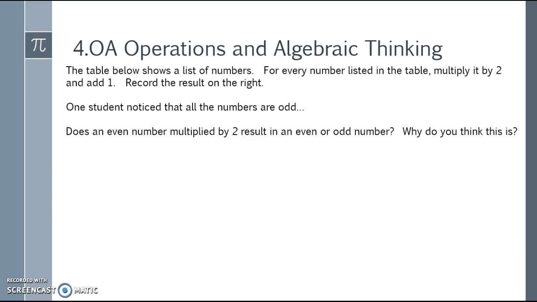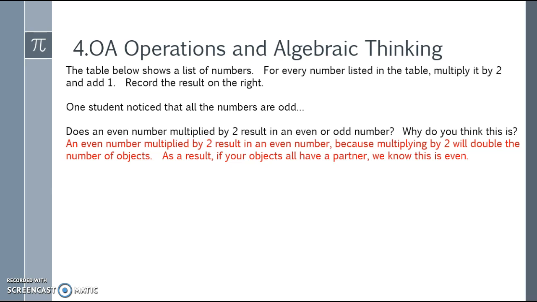Well, one student noticed that all the numbers are odd. I also noticed that all the numbers were a difference of 2 between each one. But does an even number multiplied by 2 result in an even or odd number?